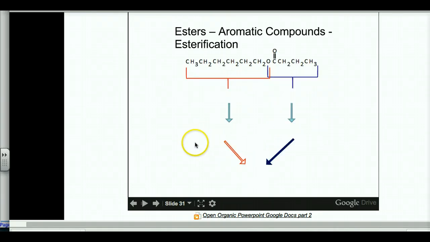Try this one. How would I name this one? Again, split it down the middle. What side has the double bonded C? That's right. Well, there's the alcohol side, so this is the acid side. And the alcohol, it's a hexanol, butanoic, hexyl butanoate.